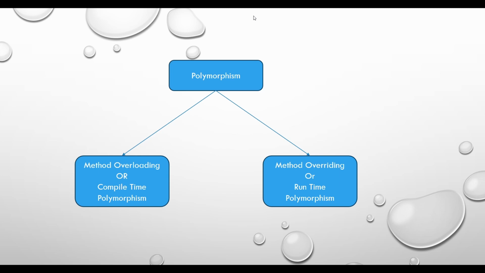A similar concept is implemented in Java as well. In Java, we have two types of polymorphism. One is method overloading and another is method overriding. We will dive deep into all these concepts.